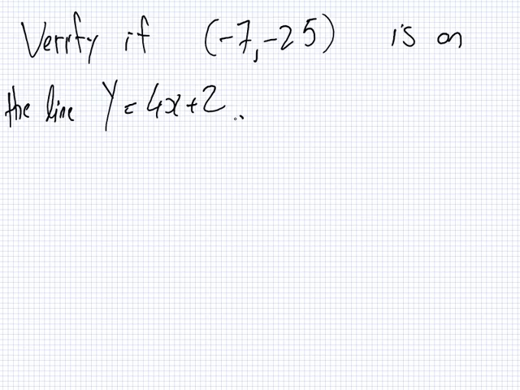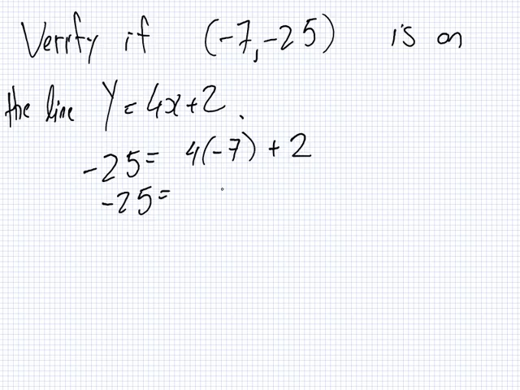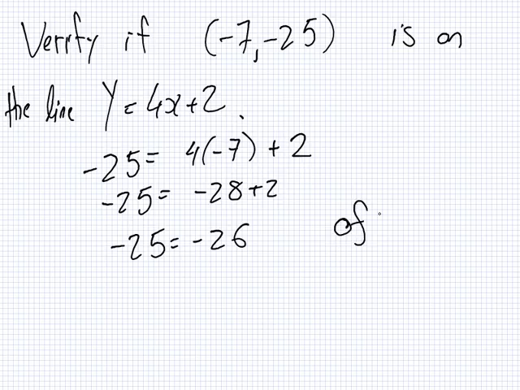Tired? Sleepy? Finished? On or off? Off. So you have minus 25 equals 4 times minus 7 plus 2. Minus 25 equals minus 28 plus 2. Minus 25 equals minus 26. So, off the line. Yeah? Okay, good job.